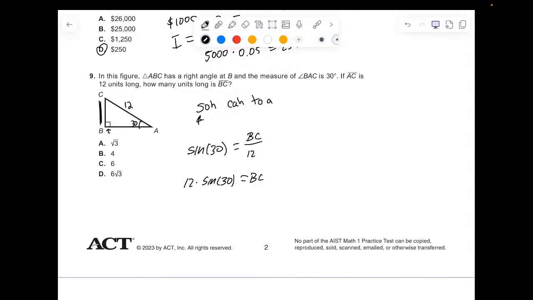And let's see, let me think. Sine 30, what is that? Is that root 3 over 2? 12 times root 3 over 2. Is that right? No, I think it's 1/2. Equals 6. I'm gonna double check that.